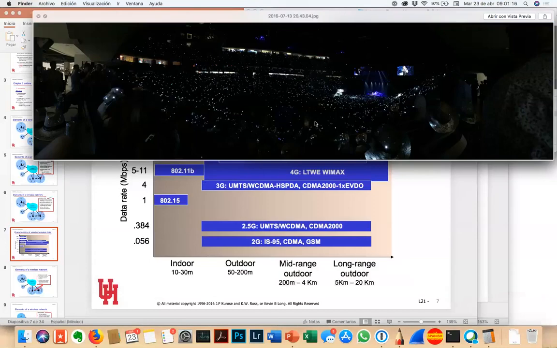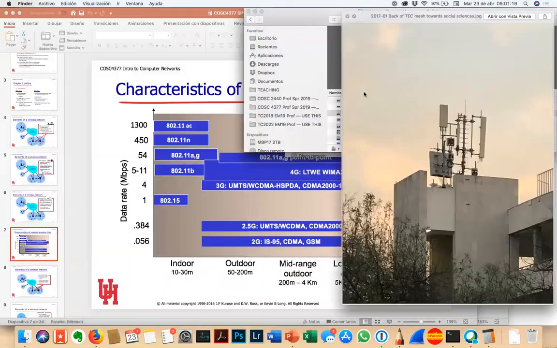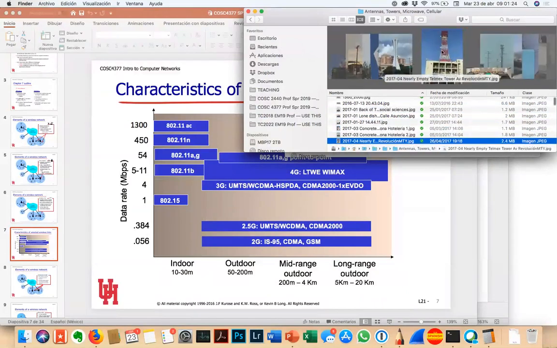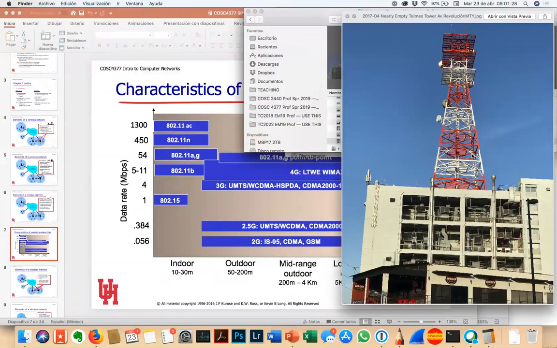Let me see if I can find some in here. Let me see if I can find another one. Yeah, so here's one in Monterrey, Mexico. And you can see it has very little left on it. So the ones that are left here are pointing to ones on tops of mountains or in other communities.